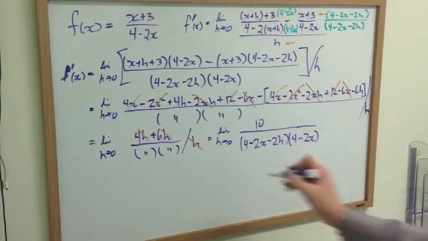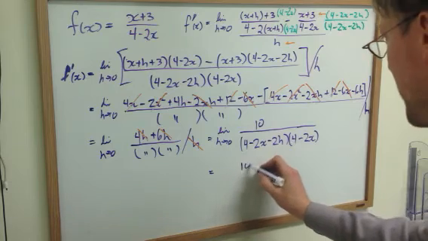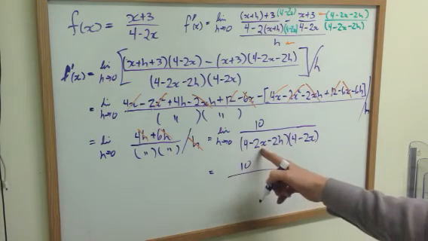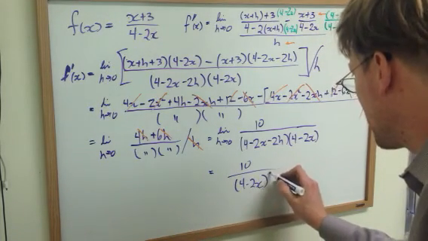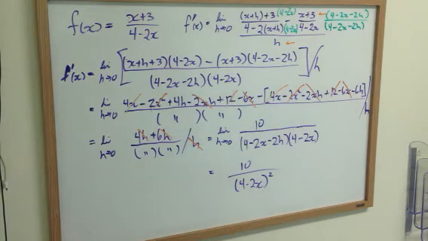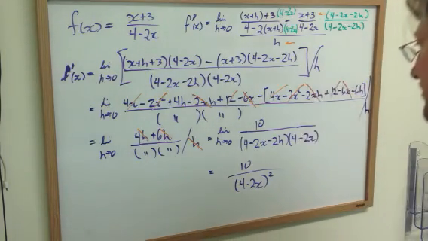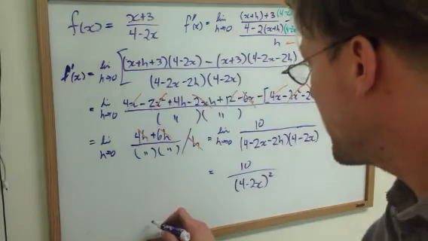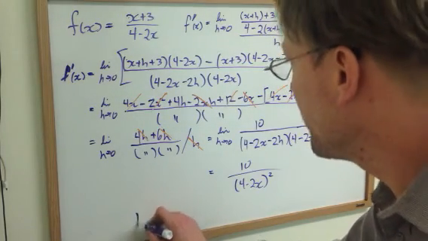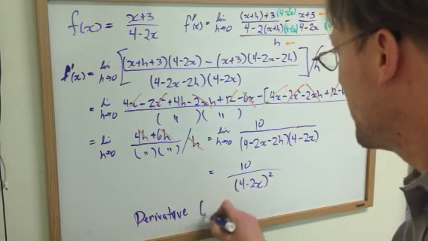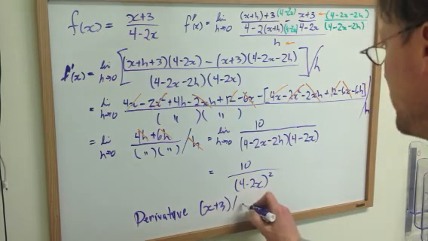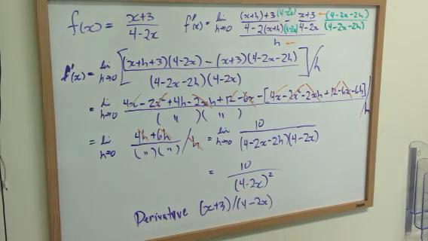Okay, now I can actually take this limit. 10 remains. 4 minus 2x, this is 0. 4 minus 2x, this is 4 minus 2x squared. That is the derivative by definition. And if I want, I should probably take this and go in Wolfram Alpha, derivative, and then x plus 3 over 4 minus 2x, and just check my answer. I'm going to do that now, and if I find a mistake, I'll have to come back and correct this video.